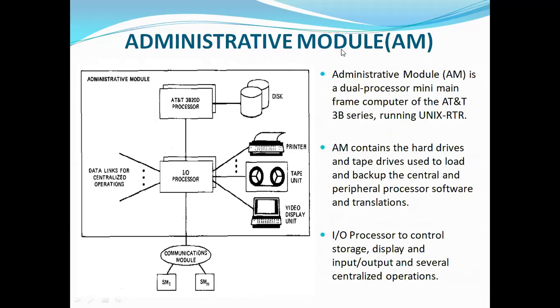The third one is the administrative module. The basic function of the administrative module is the administrative function. That means upgrading and installing the software, storage, maintenance; all the administrative work is handled by this. The administrative module has a dual processor system. These are AT&T 3B series processors.